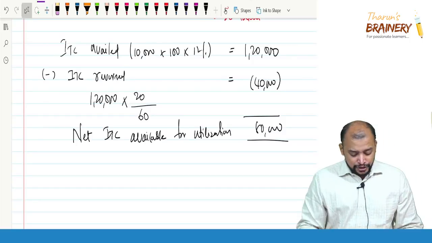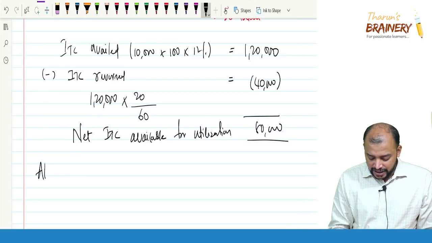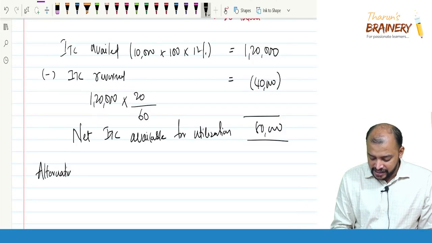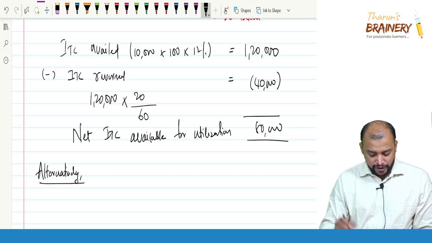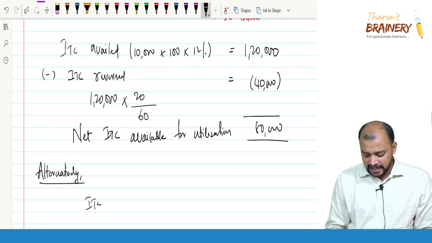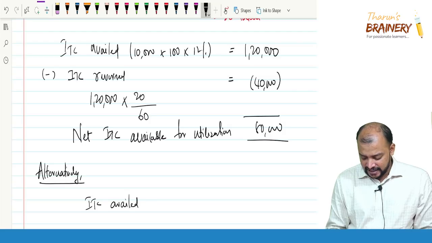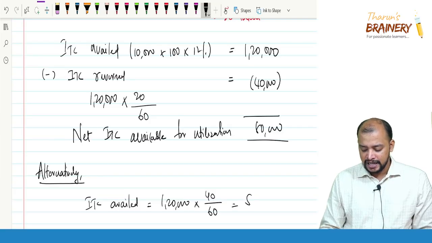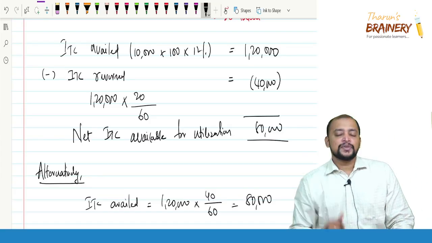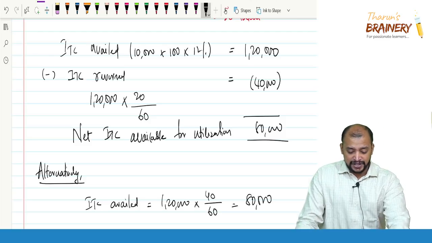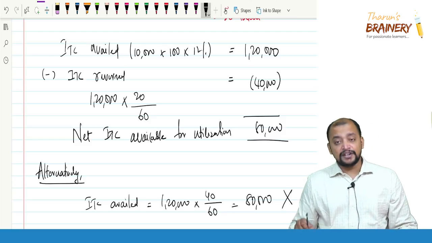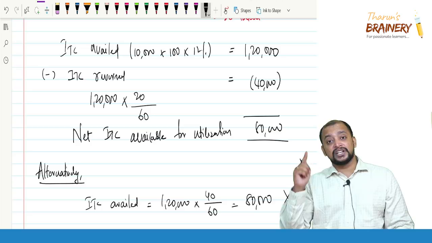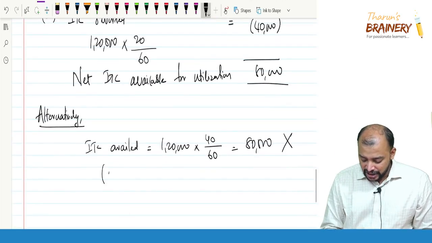Alternatively, we can also do it in a different way. ITC availed equals 1,20,000 into 40 divided by 60, that is 80,000 we can take. But this is not being followed. Why is it not being followed? Matching will become a difficulty. Matching is not possible.